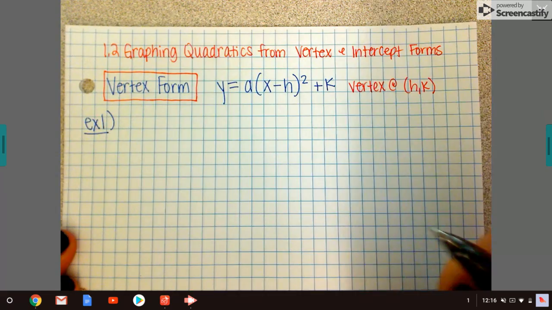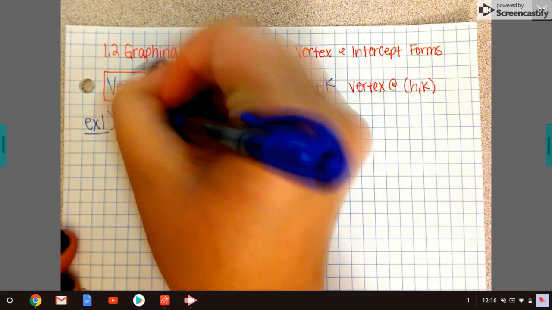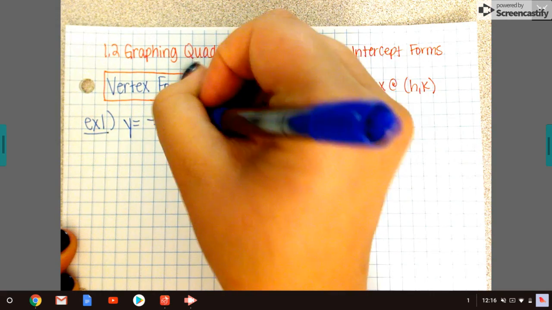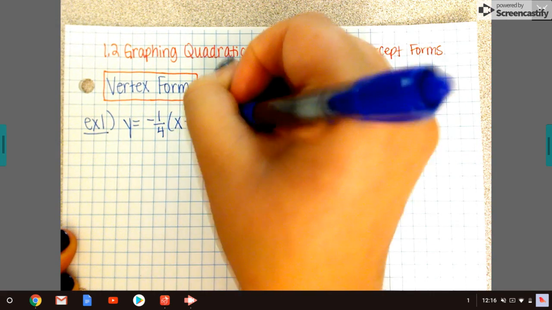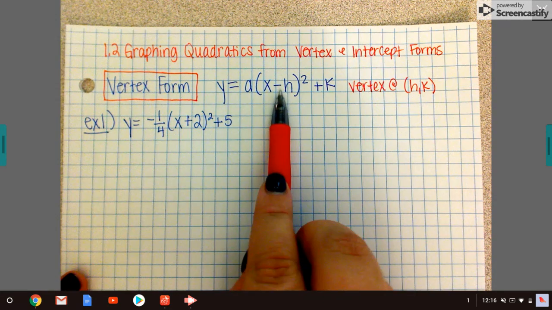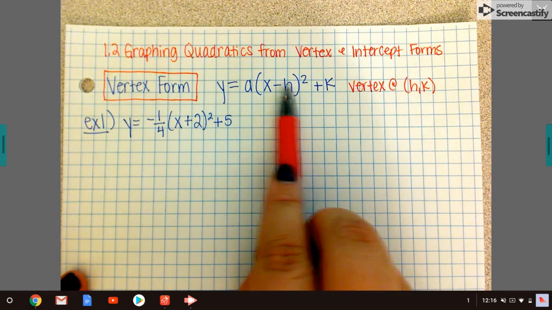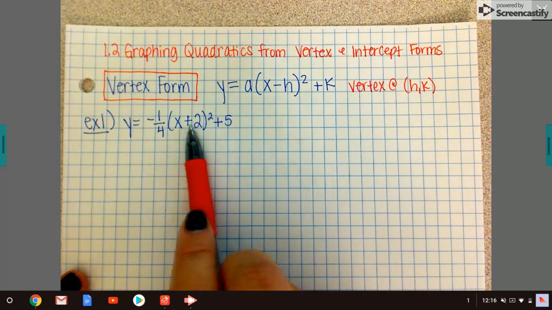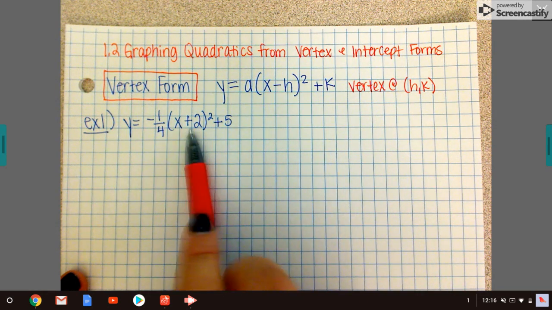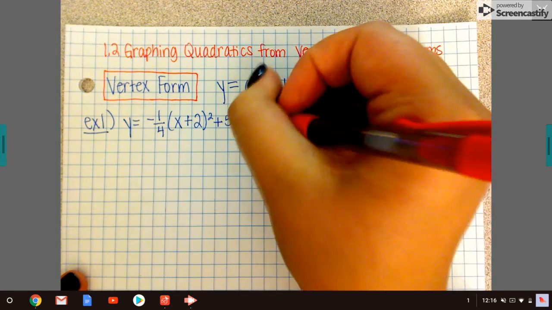So our first example is in vertex form. It's y equals negative 1/4 times the quantity x plus 2 squared plus 5. Our first thing we want to do is find our vertex, and we're able to do that right from here. Notice that in the formula it is x minus h, so it's negative whatever you see for the h value. So negative 2, and then k is still positive. So negative 2, positive 5 is our vertex.